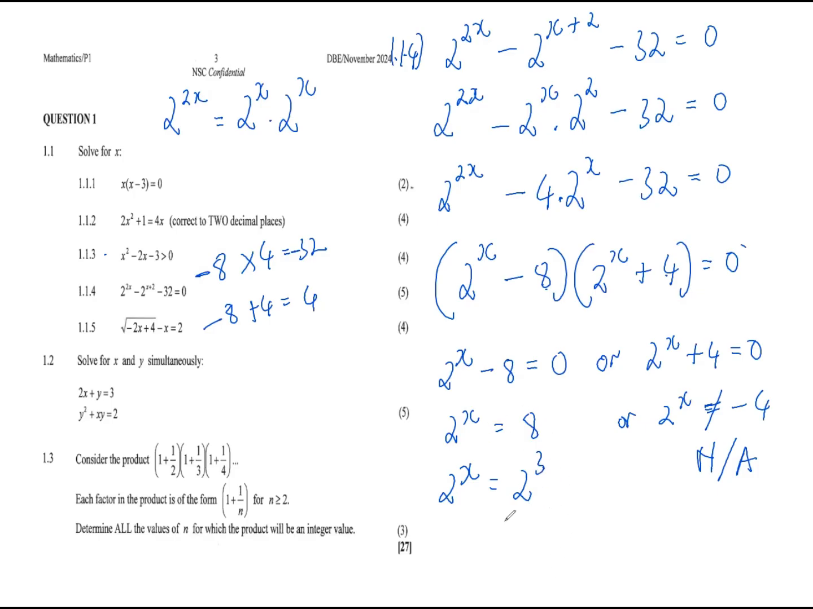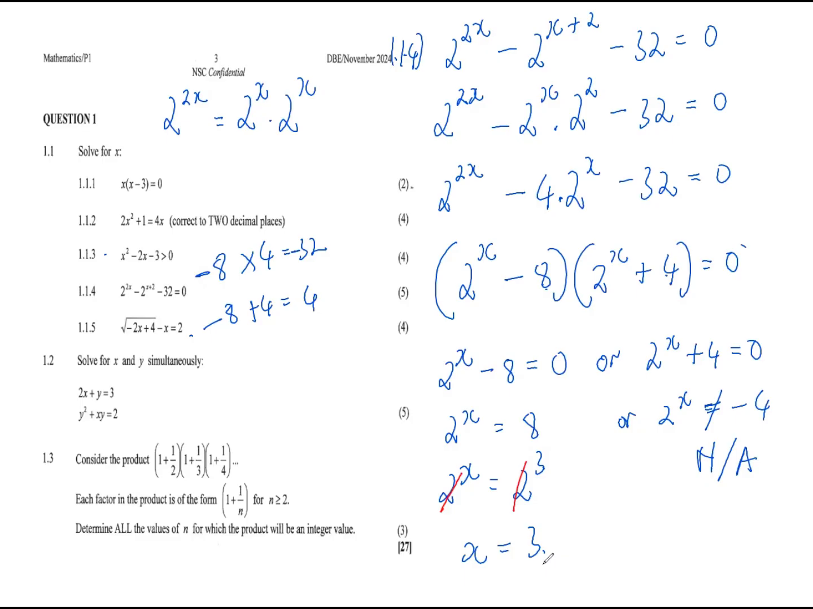Why are we doing that? It's because we want to take advantage of the law that says in an equation, when the bases are the same, we can just drop off the bases and equate the exponents. So the bases are 2 and 2. We drop them off and then we just equate the what? The exponents. So that is x is equal to 3.